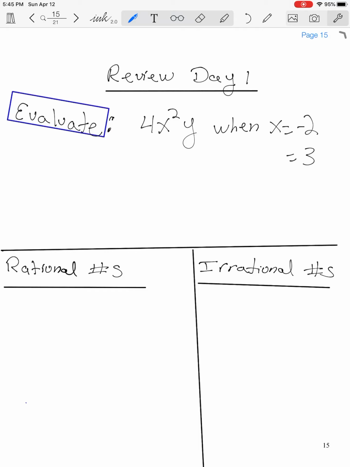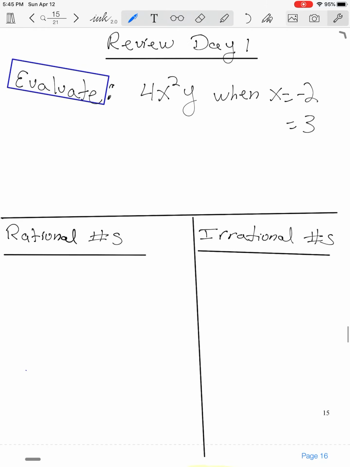Today you're going to look in your green folders and pick the first packet on the left-hand side, and it's going to have a 1 circled. We're going to work on review day 1. So what we're going to do is work on 2 skills, and we'll do a couple of questions.